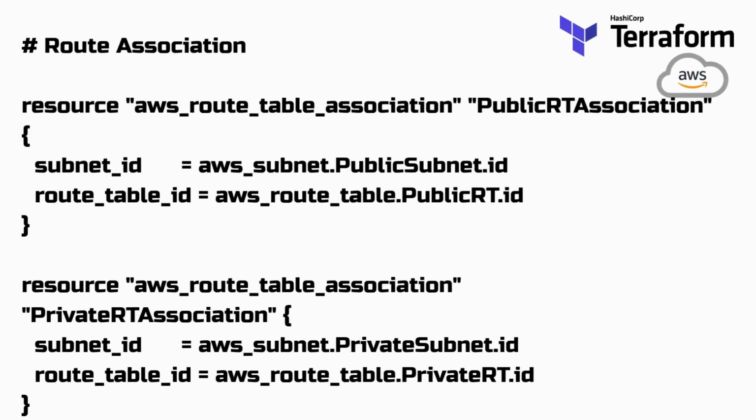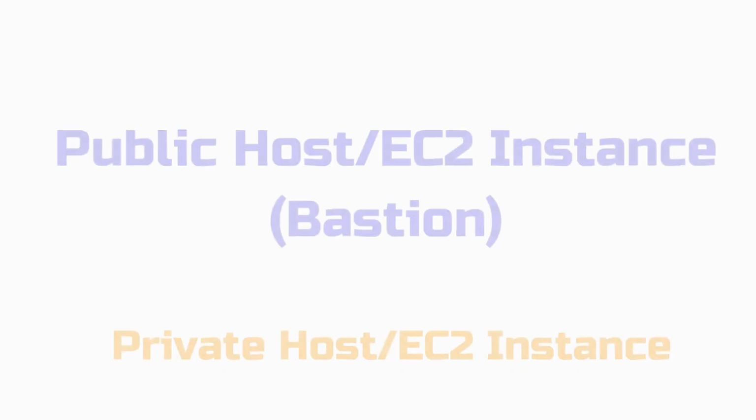Finally, I associate each subnet with the right route table. The public subnet is linked to the public route table, and the private subnet is linked to the private route table. Without this association, the route tables wouldn't apply to the subnets.